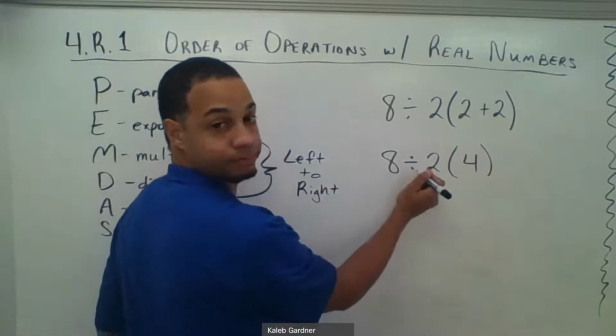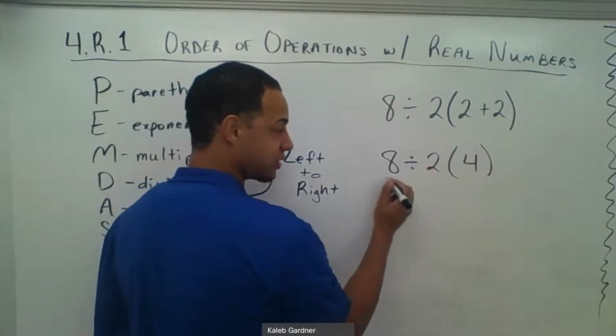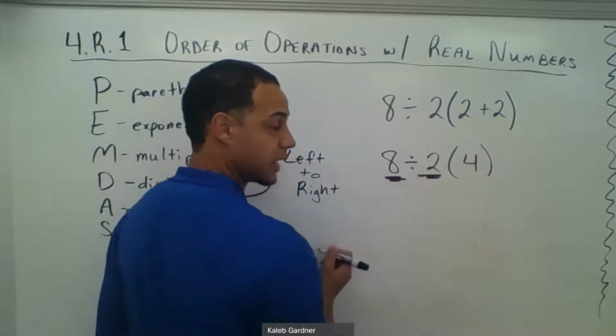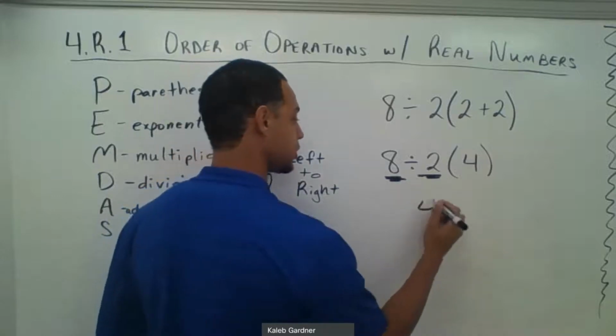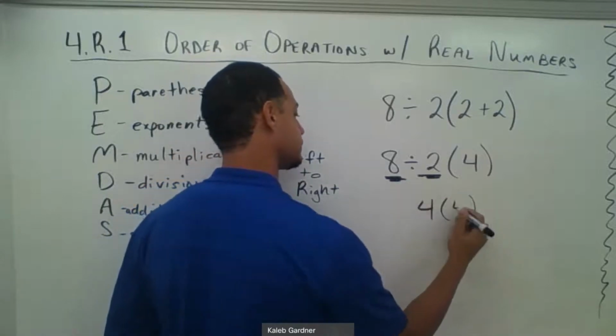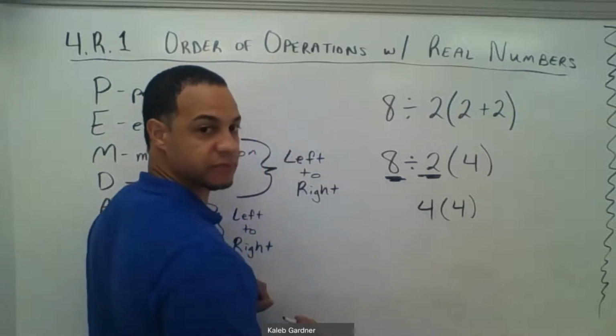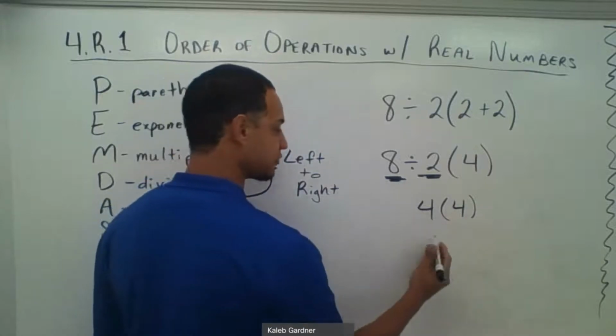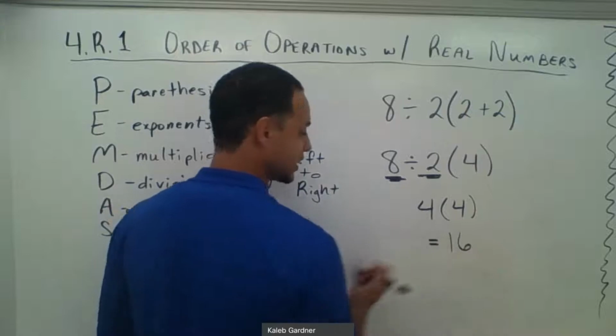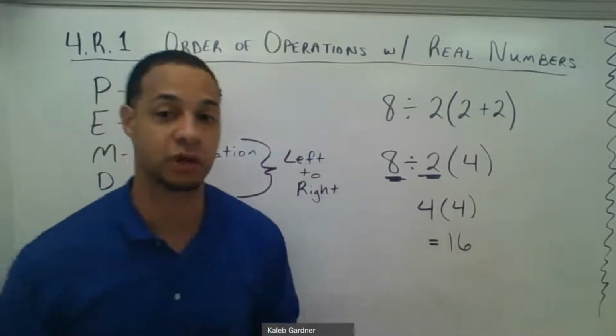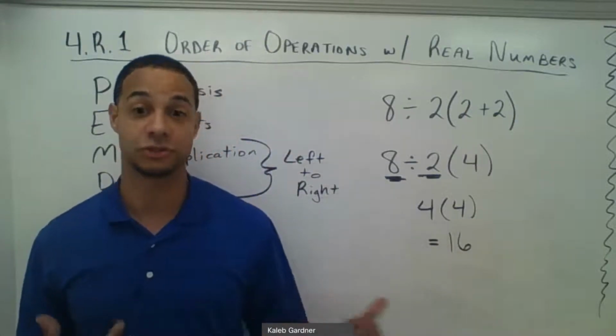8 divided by 2. So we'll divide these two. Now, what's 8 divided by 2? 4. And now we finish it off. 4 times 4, which is 16. So if you're one of those people who've been trying to figure this out, the answer is 16.